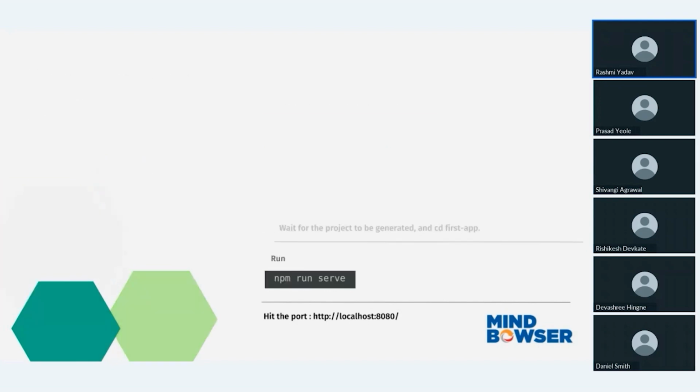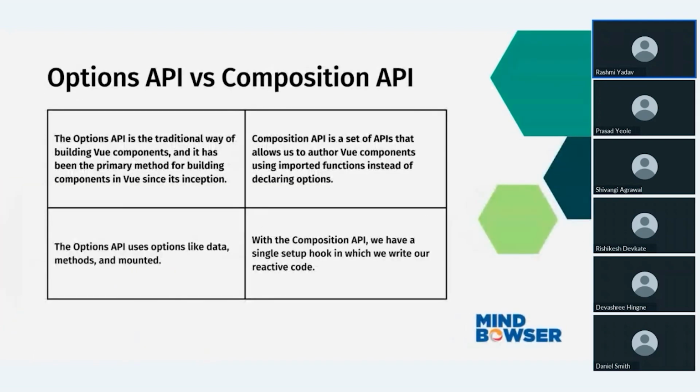Moving on to the next, there's a comparison between options API versus composition API. Let me clear this one thing to you, that is options API and composition API. Both are two different approaches to organize and manage our code in our components. Both APIs serve different purposes for different use cases.